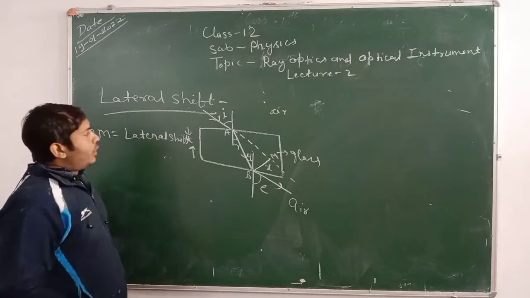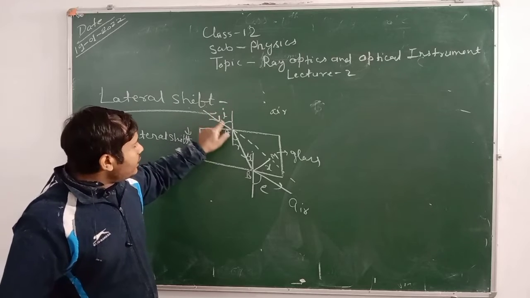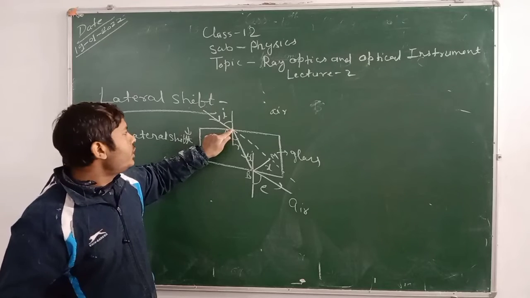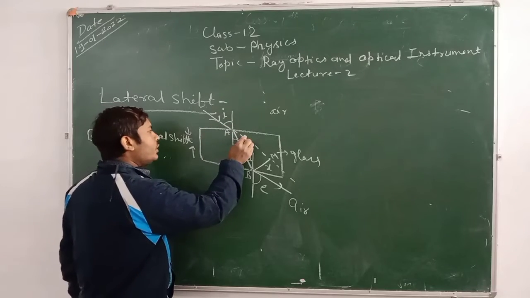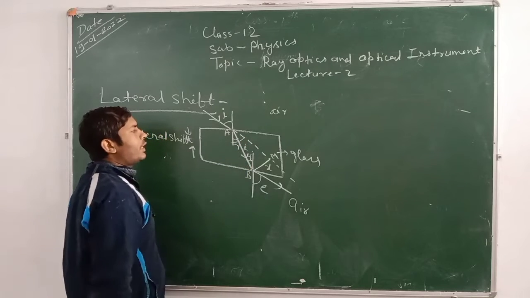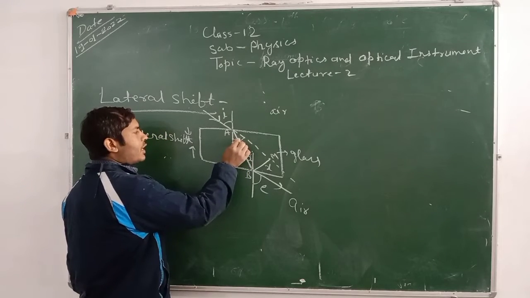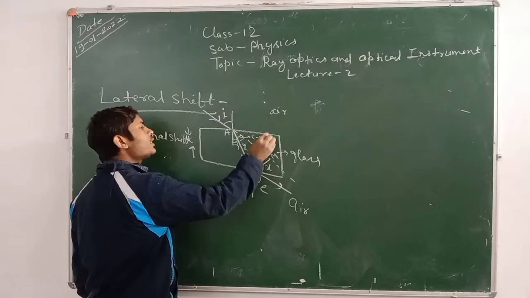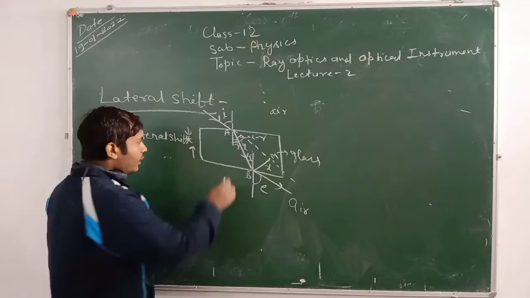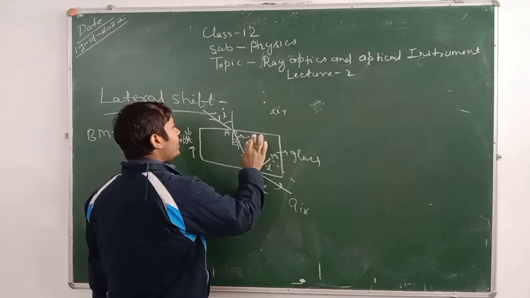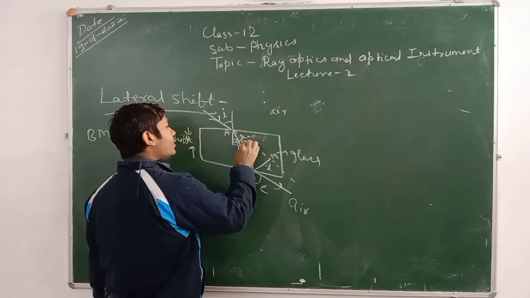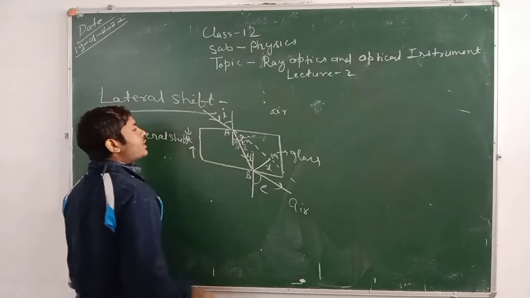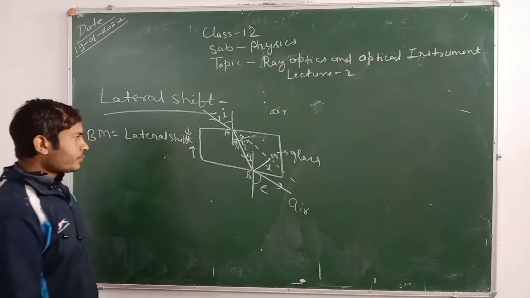Now look here. Since this ray and this ray are intersecting at point A, the opposite angles will be equal to each other. So this total angle will be I. Since this angle is R, what will this angle be equal to? Tell me. I minus R. So this angle will be equal to I minus R.